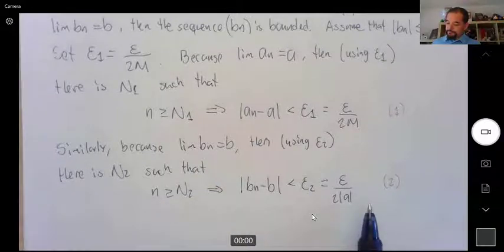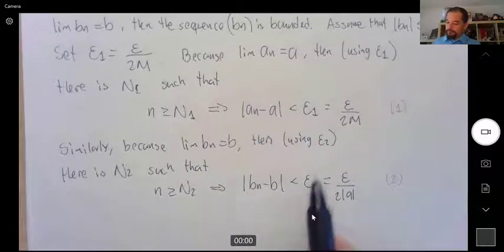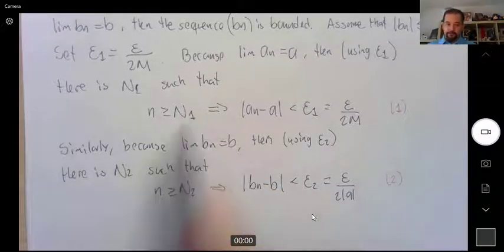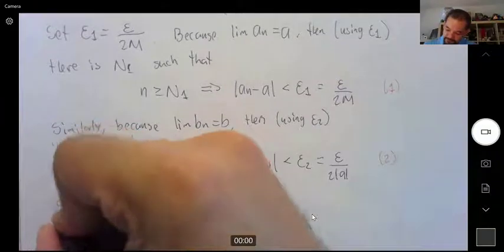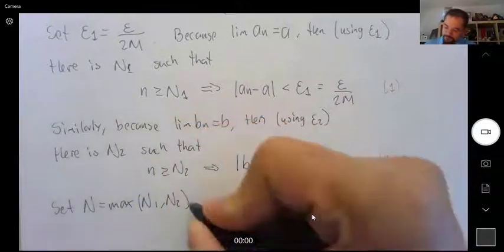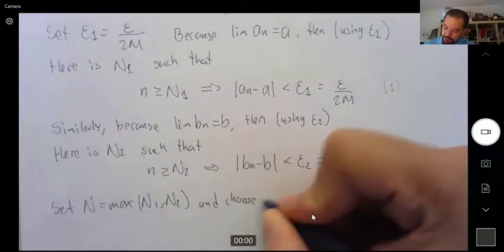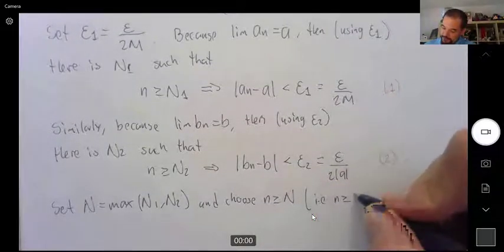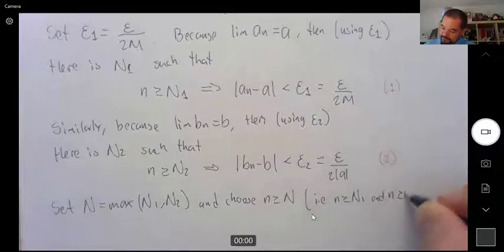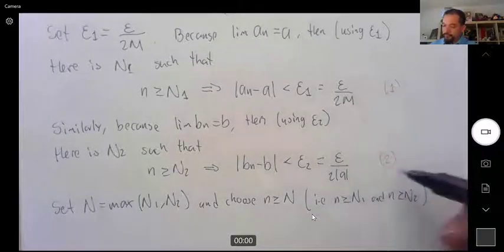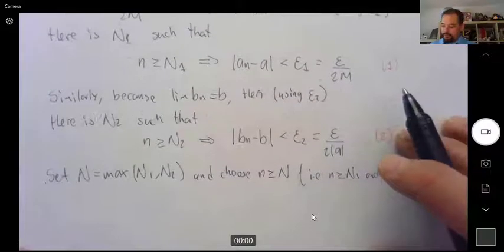So now what we need is to be able to use both 1 and 2. And so the same thing applies: to be able to use both 1 and 2, we're going to use the maximum of n1 and n2. So we're going to set capital N to be the maximum of n1 and n2, and choose some little n bigger than capital N. So in particular, n is bigger than n1 and n is bigger than n2. The little n should exceed both of them, which means I can use both 1 and 2.